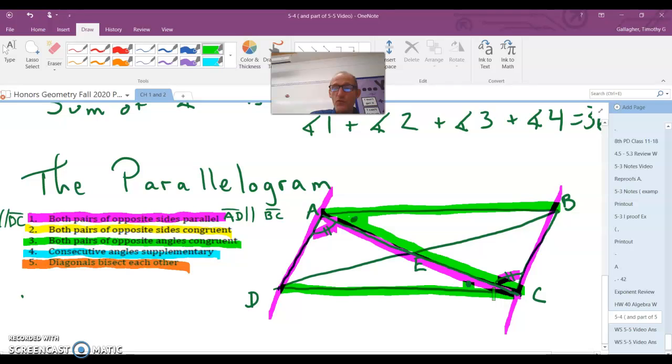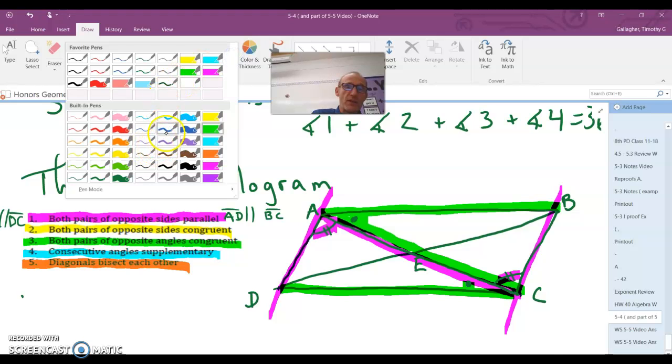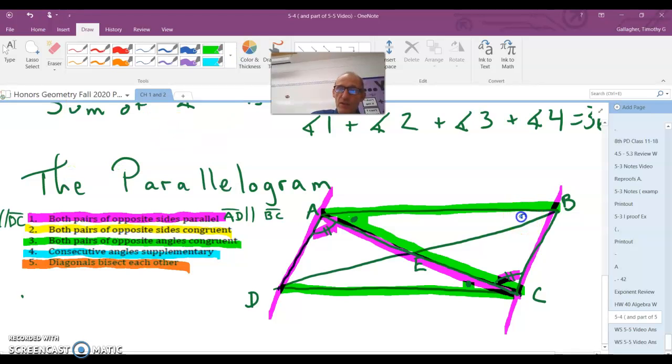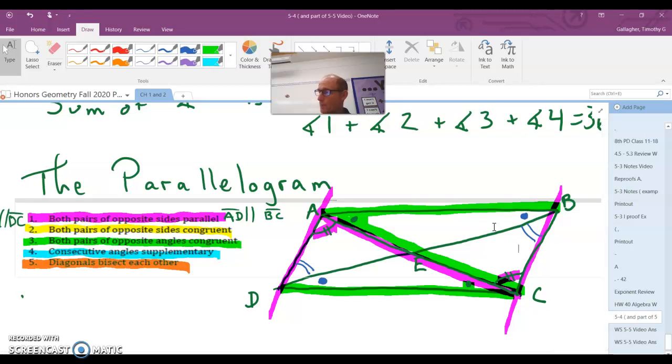Now, the same is true for the other side, right? So this angle, the same is true for the other side, which gets a little confusing, but this and this are alternate interior angles, yeah? And then this and this are alternate interior angles. Okay, so the parallelogram is quite a lot. There's quite a lot going on there, okay? So we have to remember that.